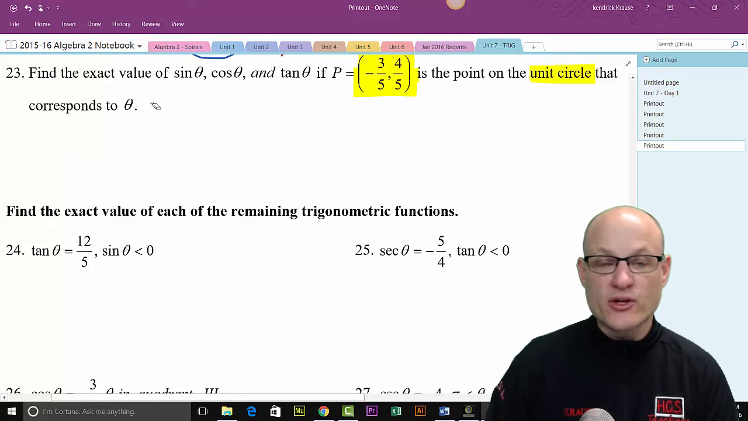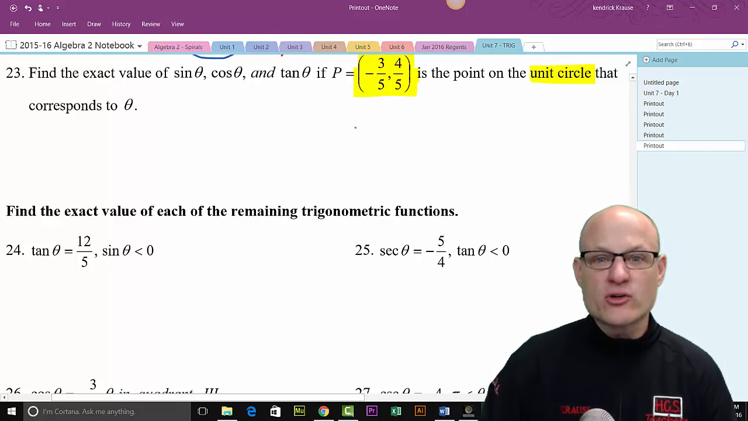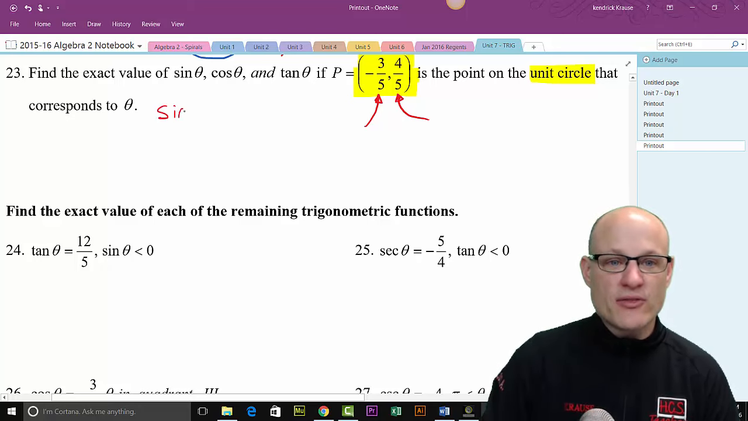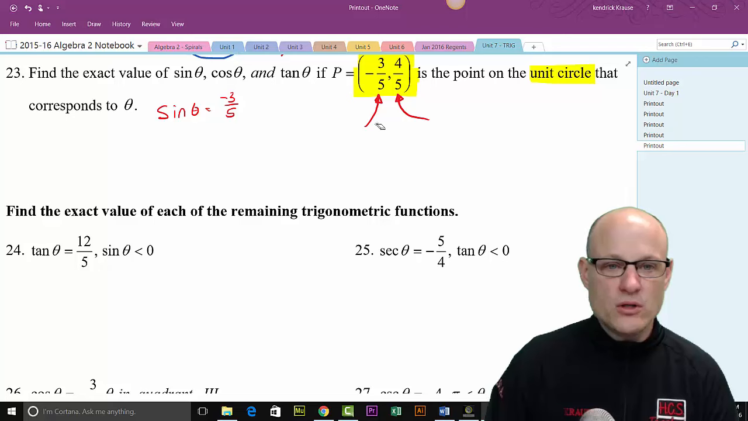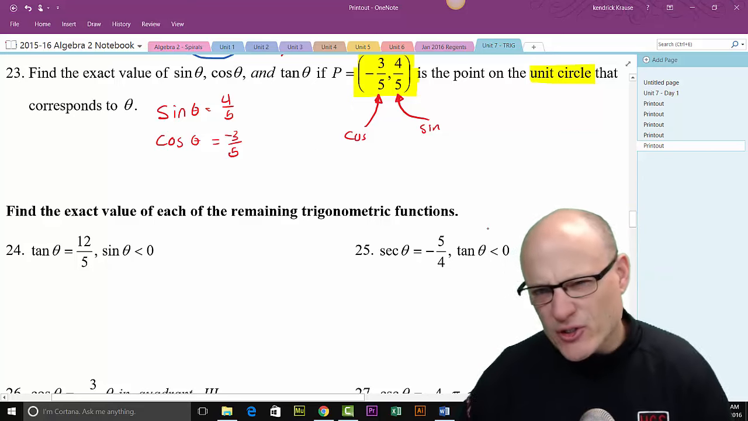So, if it's a point on the unit circle, then the x value simply represents the cosine, and the y value simply represents the sine. So those two are easy. Brain fart. Let me put these down here because I didn't write it. This is cosine, and this is sine. So sine of theta is equal to 4/5, and cosine of theta is equal to negative 3/5. Now, the only thing left for you to do is figure out what in the world tangent is. So that's actually the hard part.